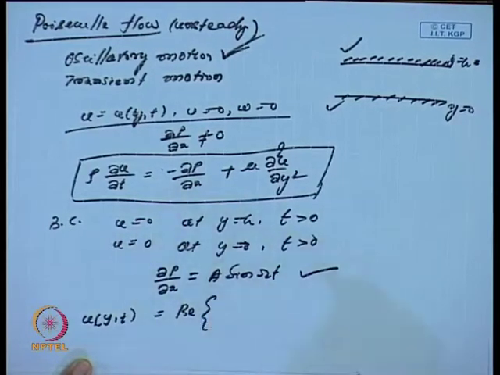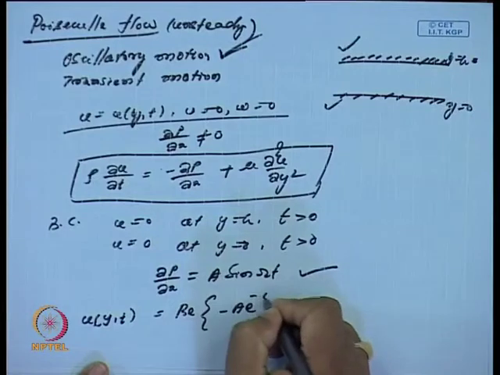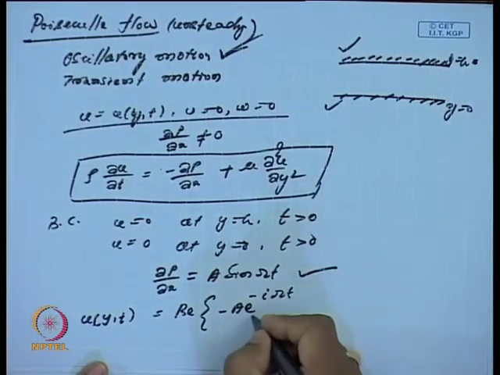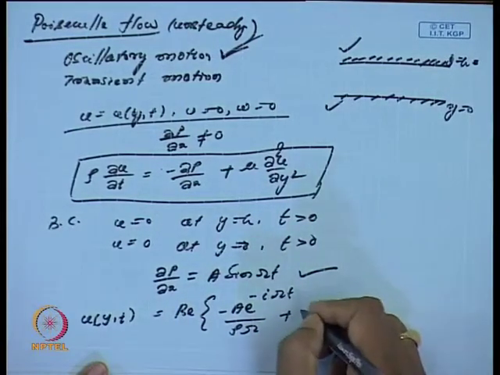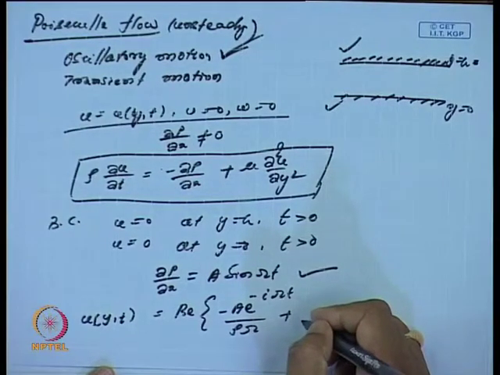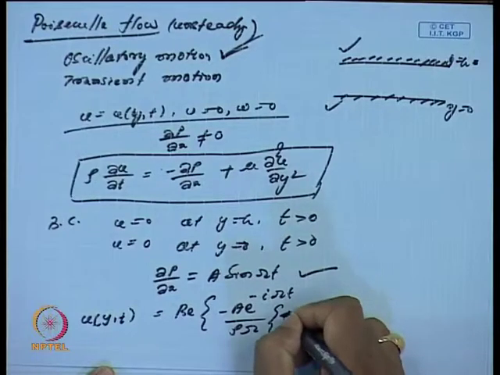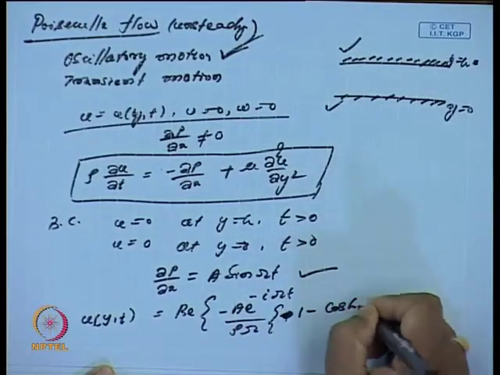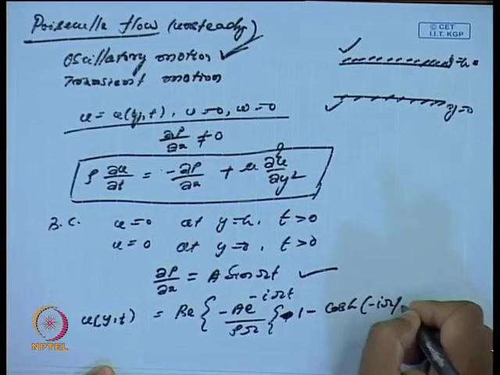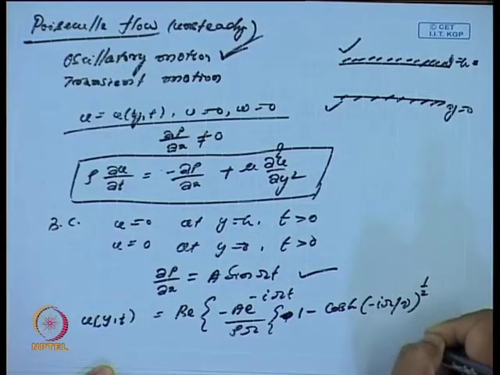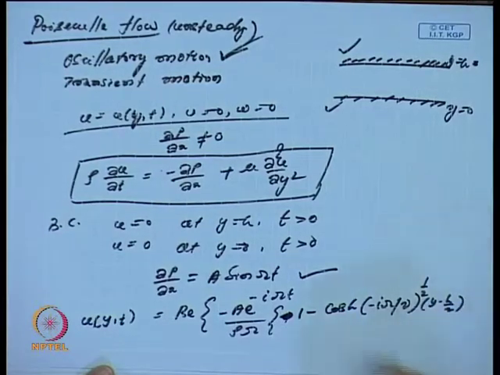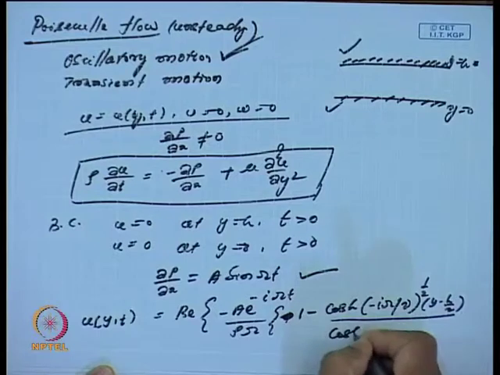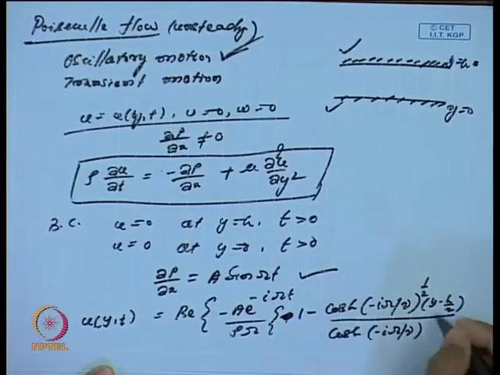It can be easily checked that u of y and t will be of this form: minus a e to the power minus i omega t by rho omega, into 1 minus cosh of minus i omega by nu to the power half into y minus h by 2, divided by cosh of minus i omega by nu to the power half into h by 2.